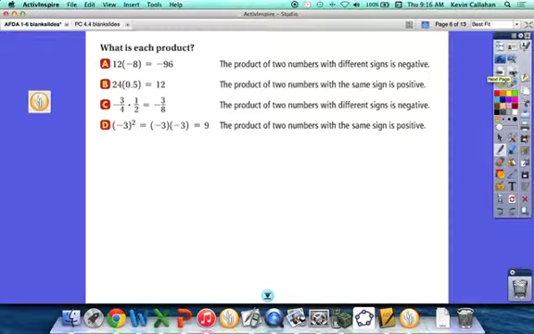So here they've worked out the 12 times -8. Since it's a positive times a negative, it should be a negative. Now the 8 times 12 part, that's in our multiplication tables we've been practicing. That should be 96. So -96.